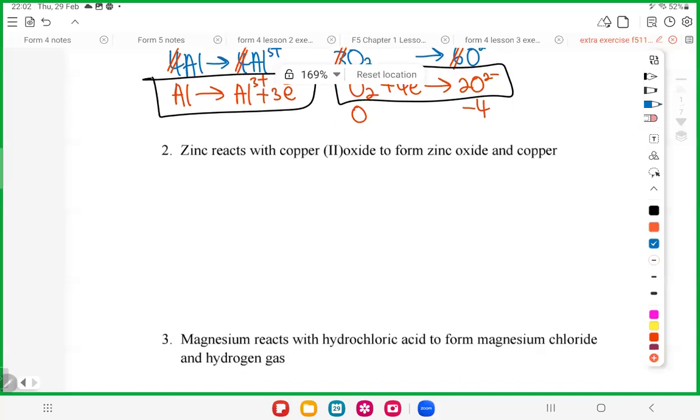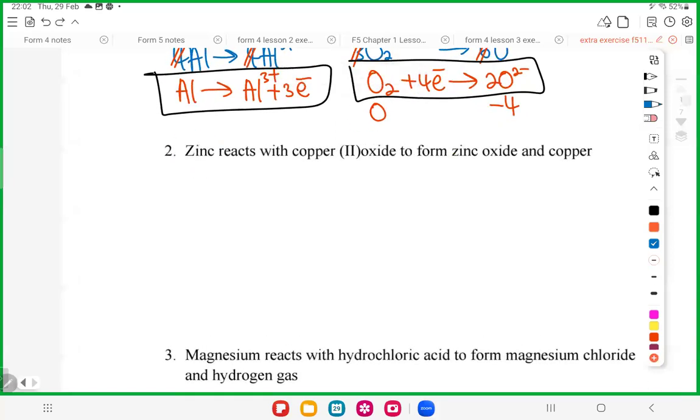So the next one, zinc, Zn, reacts with copper oxide. So copper oxide, how to get the formula? We can get the formula when we know the charge. Copper is Cu2+, oxide is O2-. The charge is the same. So when we have the same charge, we can cancel out the charge. Join together, CuO. So now we get a formula for the copper oxide.